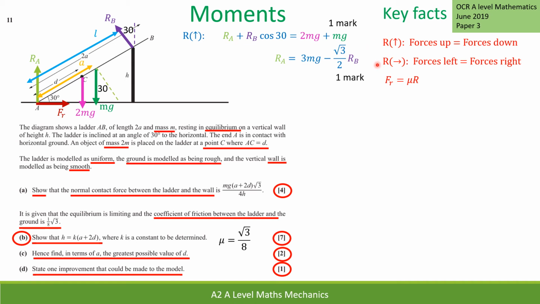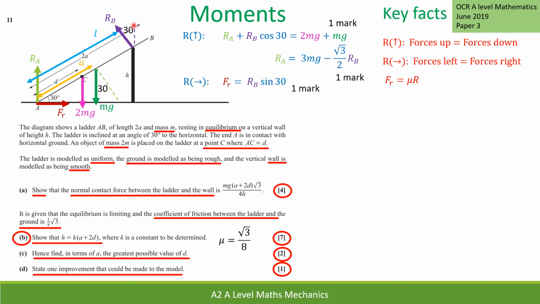Now we're going to resolve horizontally. So going horizontally, friction is acting to the right. RA doesn't act horizontally at all, neither does this one or the mg. So the only other one that acts horizontally is this component of this RB acting across here, across the top. So we had here the adjacent. When we go across the top, we've got the opposite. When we use the opposite, we're using sine. So this is going to be RB sine 30.